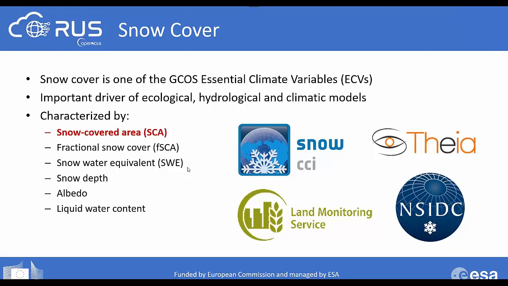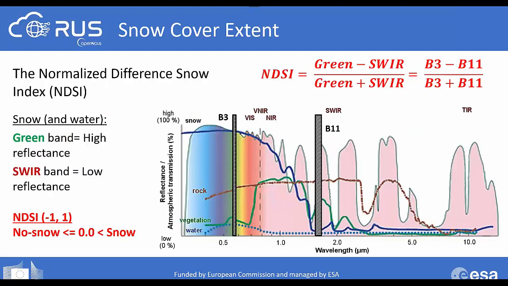Then we will in the future also have the CCI snow products, which are not yet available at the moment, and of course the NSIDC, which offers a variety of products with different resolution, methods and origins. So you can check one of these sources. However, for many cases, we cannot find the data at a good resolution or for the area that we are interested in or for the time that we are interested in. So that's why we are showing you today how to process it. So how do we do it?